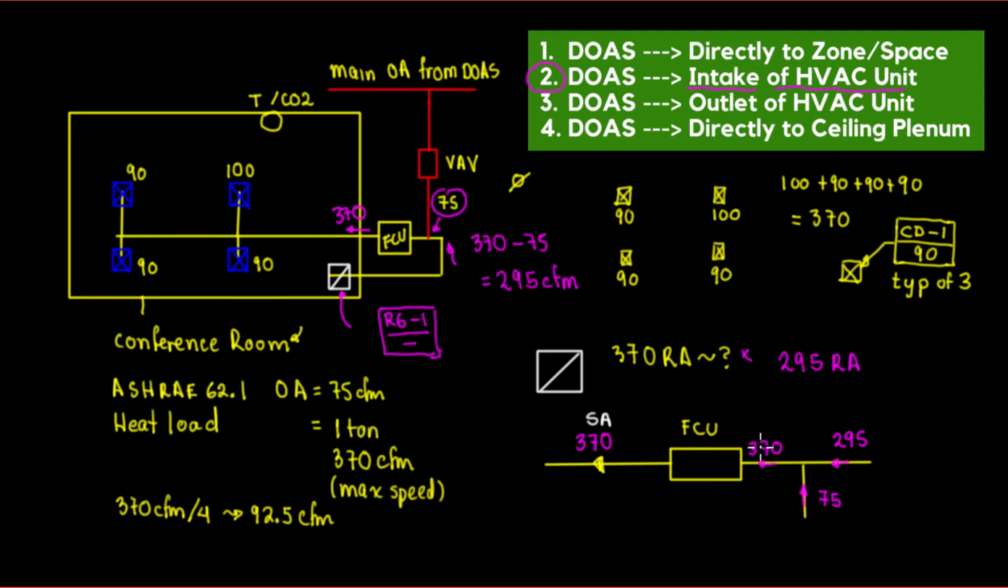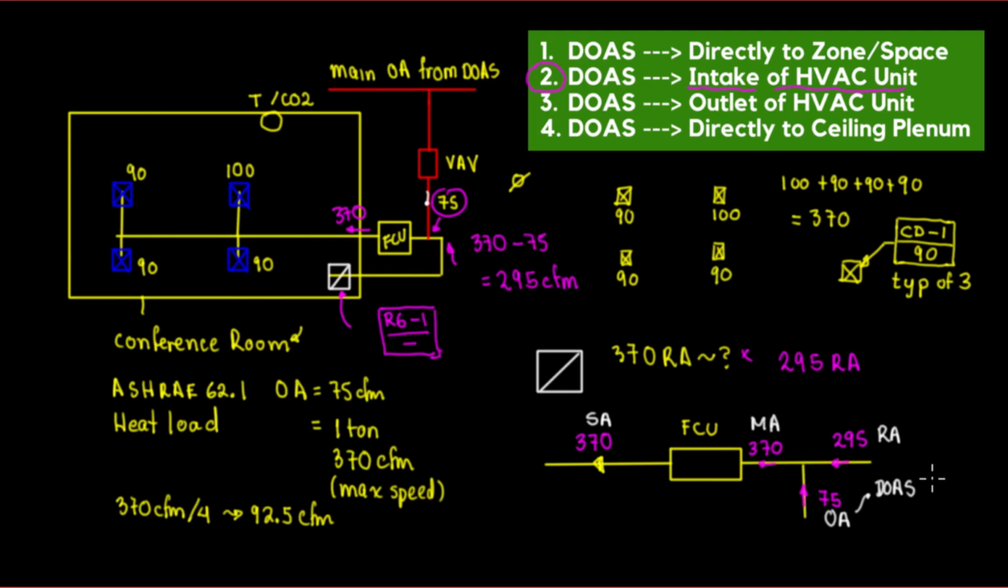Now in here, this is the 370. I would call this the mixed air, MA. This 295 I would call return air, and this 75 I would call OA, outside air. Well, when it's on the roof, it's conditioned air. Remember, this outside air, which is coming from here, is not coming directly from the outside. It's being treated. Remember when we were talking about DOAS? So this comes from DOAS.